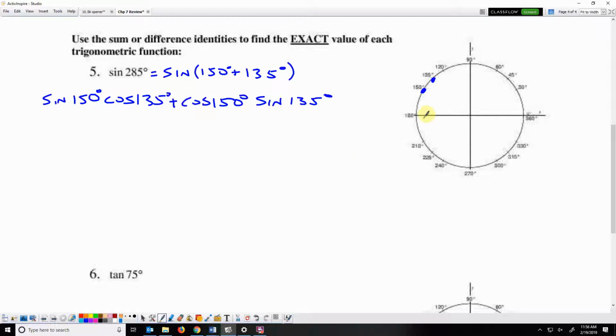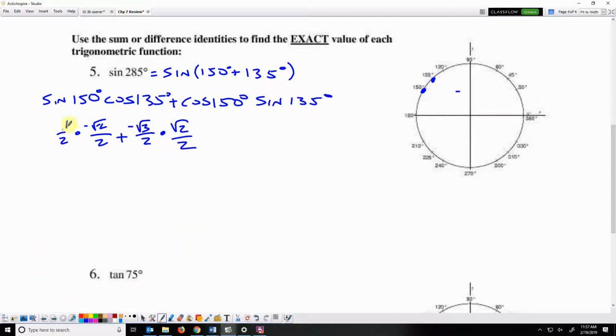Sine is the y value. 150 is in the first position. The y value is 1 over 2. Cosine is the x value. And 135 is the second position left, which is negative root 2 over 2. Plus cosine at 150, third position left, root 3 over 2, and it's to the left, so that is negative. And sine at 135, second position up, is root 2 over 2.